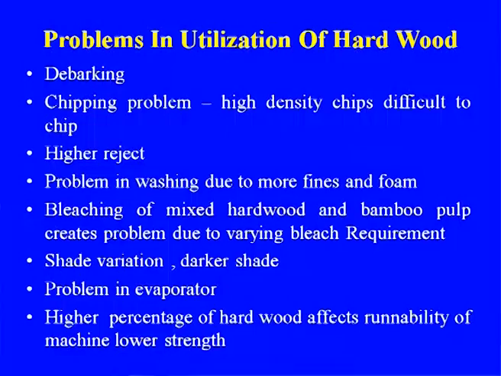Some of the problems that we are facing in the utilization of hardwood are the debarking problem, chipping problem, high density chips difficult to chip in comparison to softwood, high rejects, problem in washing due to more fines and foam, and bleaching of mixed hardwood and bamboo pulp. In Indian conditions we are using mixed hardwood and bamboo as raw material, because a lot of bamboo plantation is there. So we are using bamboo along with the hardwood. The bleaching requirement is different for hardwood than for bamboo or softwood.